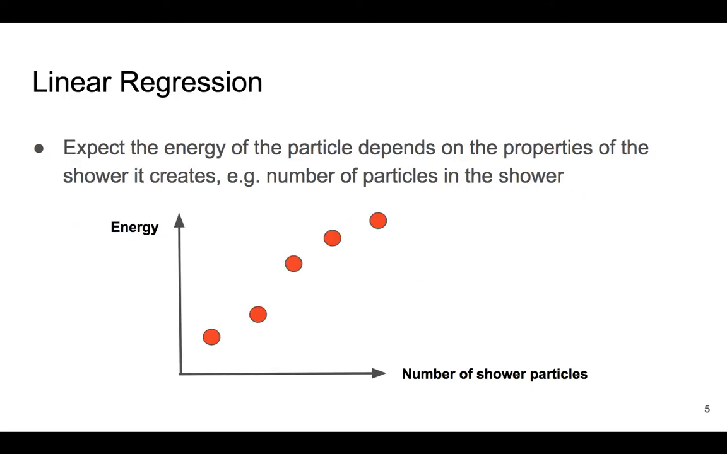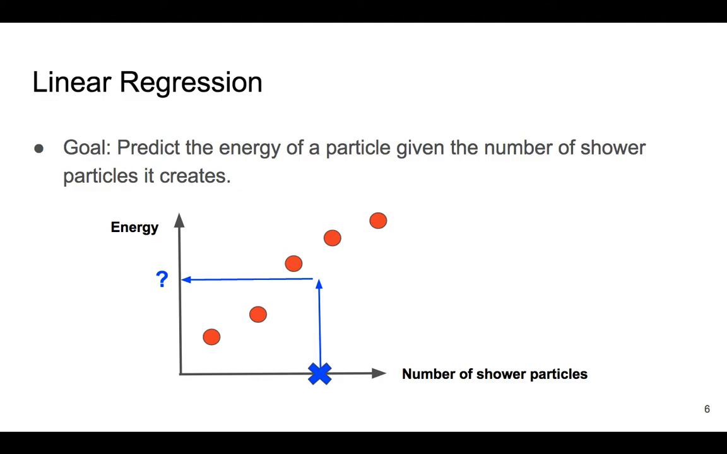We expect the energy of the particle depends on the properties of the shower it creates, for example, the number of particles in the shower. So if I plot the energy versus the number of shower particles with our training data, represented by the red dots here, it probably looks like the plot on this slide. And our goal is, given the number of shower particles of a new data point, represented by the blue cross on the x-axis, to predict where this new data point should lie on this plot, that is, predict the energy of this new particle.